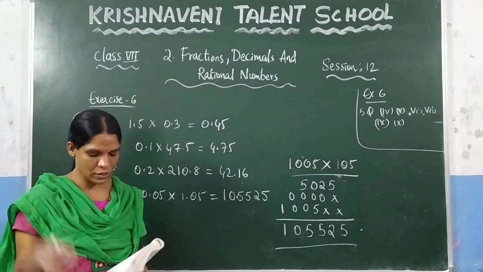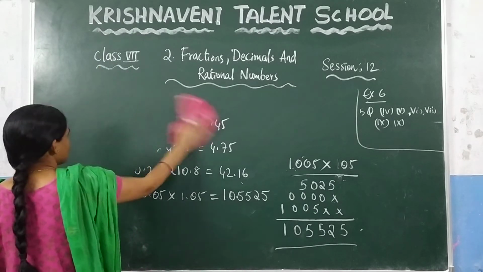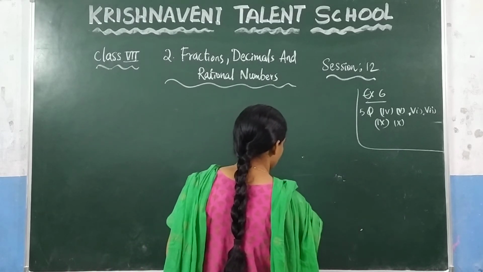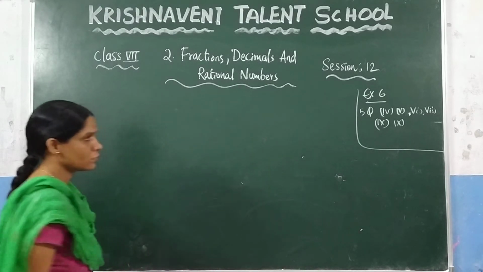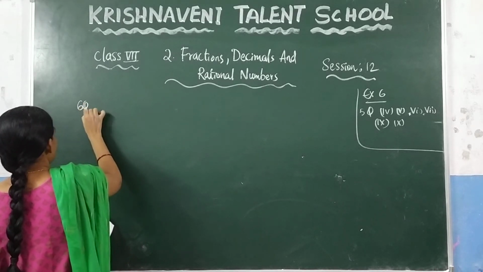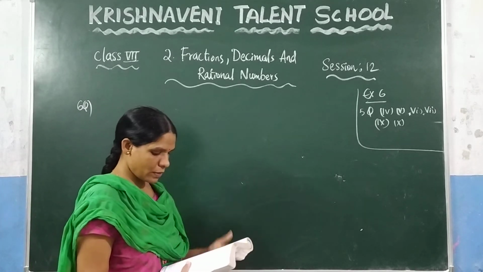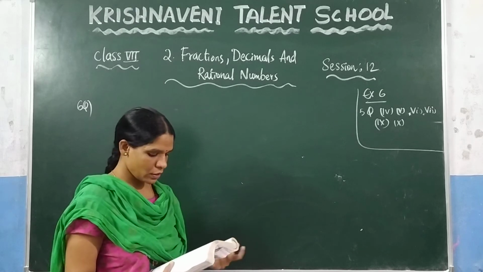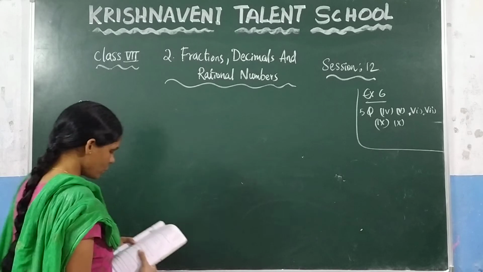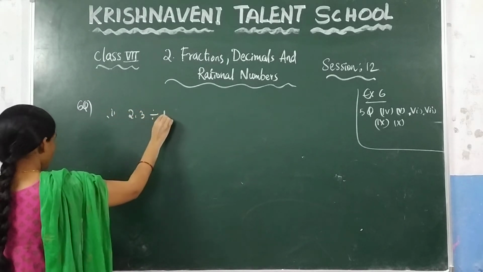Now see the 6th question here. Here in the 6th question, they have given the decimal number divided by some numbers. That means they have divided decimal numbers by some numbers. You need to find that value. So here in the first question, 2.3 divided by 100.